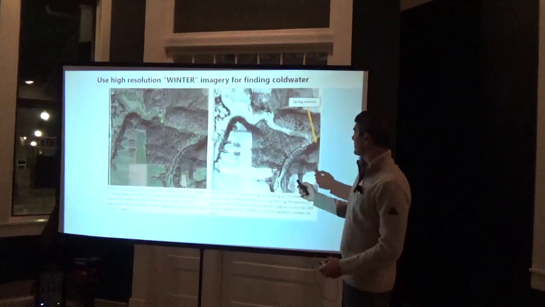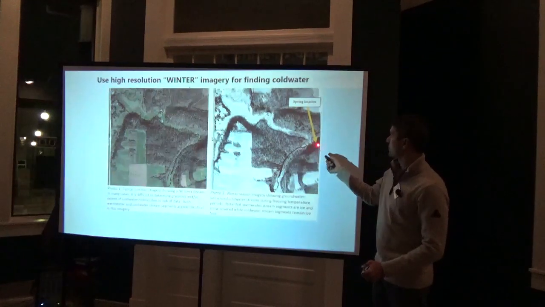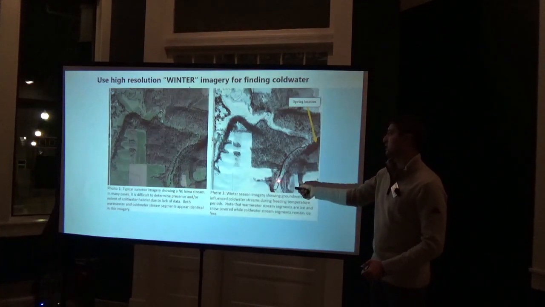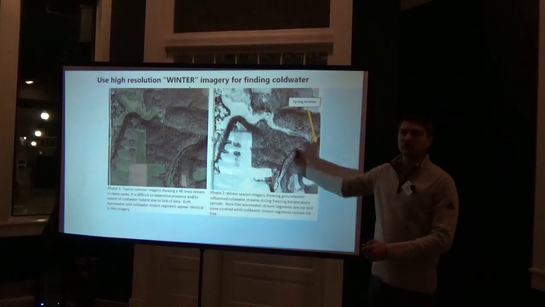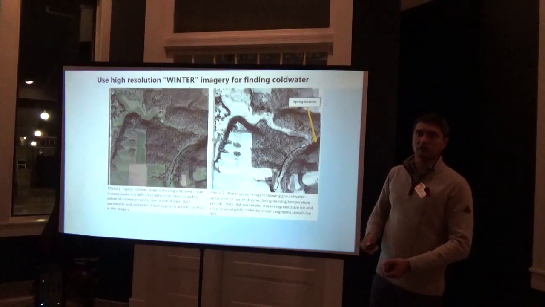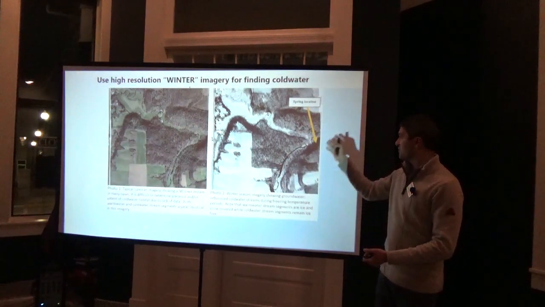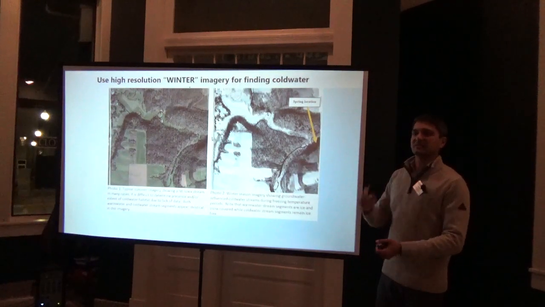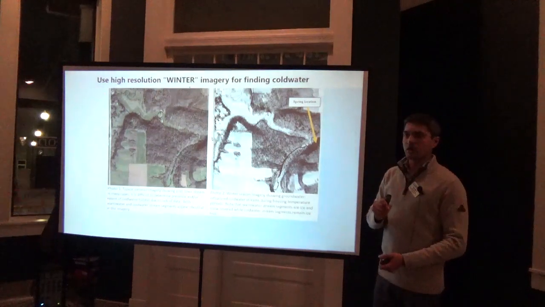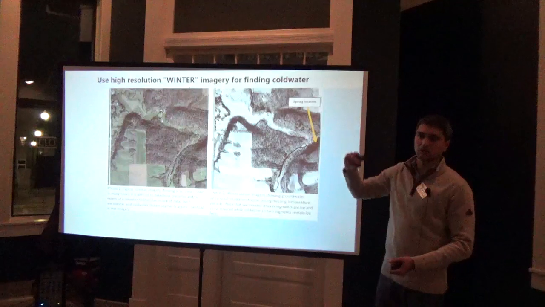And if we see an open channel like this, that means there is a spring here, groundwater is being discharged, and the only reason that this stream will be open and not frozen at that temperature is that this is a cold water stream. So our assumption was that if it's peak winter imagery and we see open water, then it's a trout stream, a cold water stream. With this assumption, we checked it in multiple locations.